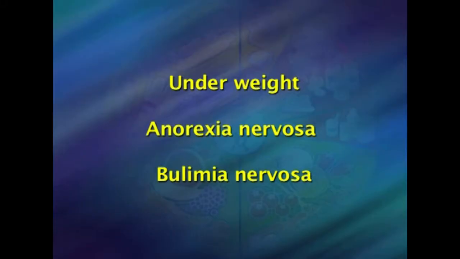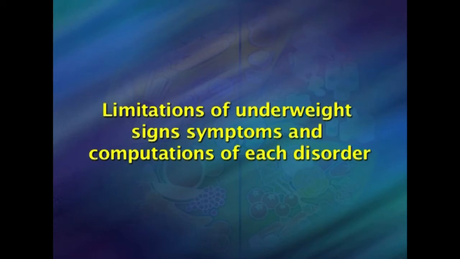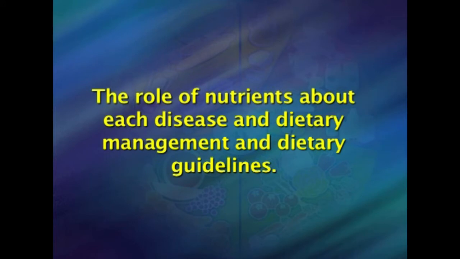I would like to take eating disorders of adolescent girls and boys. So we will be seeing all the nutrition eating disorders related to adolescent people. Here we will be seeing three different types of disorders, that is underweight, anorexia nervosa and bulimia nervosa, and their causes and risk factors of each disorder, limitations of underweight, signs, symptoms and complications of each disorder. We would also like to see the role of nutrients in each disease, and dietary management and dietary guidelines.